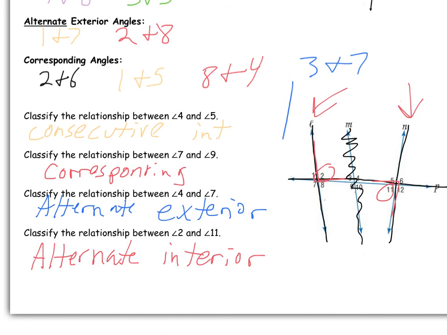Okay, this is a quick look at the types of angle pair relationships that we have when looking at transversals. Tomorrow we'll be looking at how parallel lines and transversals affect more angle pair relationships.